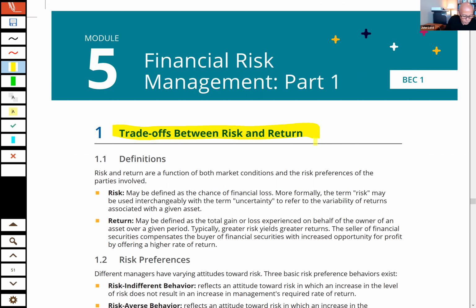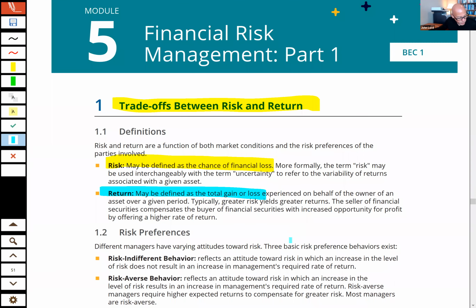Okay, so risk is the risk that there will be a financial loss. So what will we do? We'll invest in some sort of security, some sort of bond or something, and the risk is that we will suffer financial loss. The return is what we expect to get off of that particular investment. So there'll either be a gain or a loss will be the return.